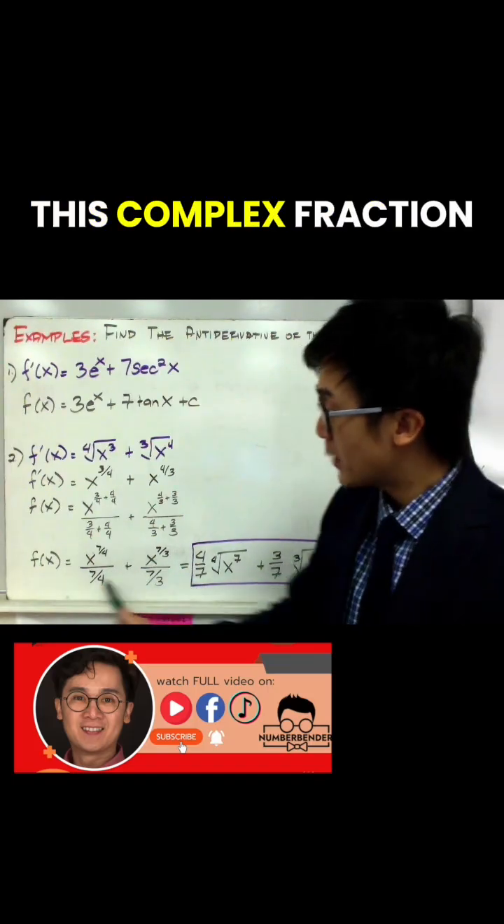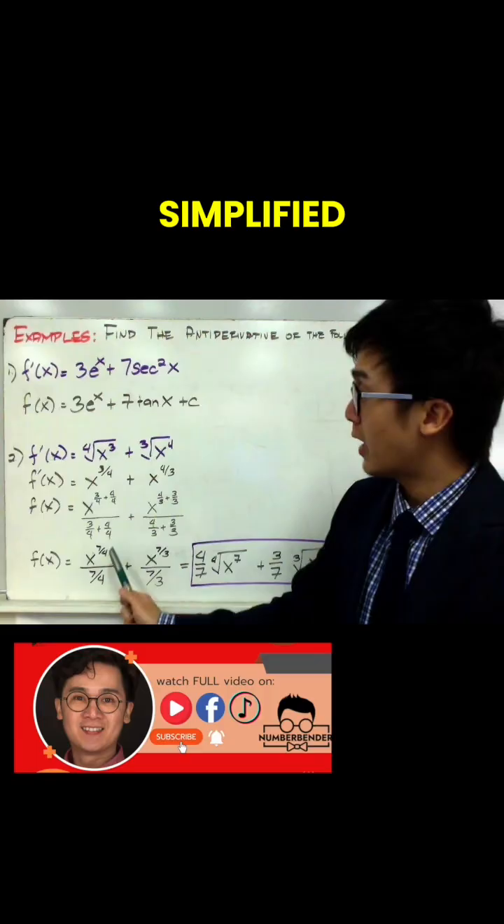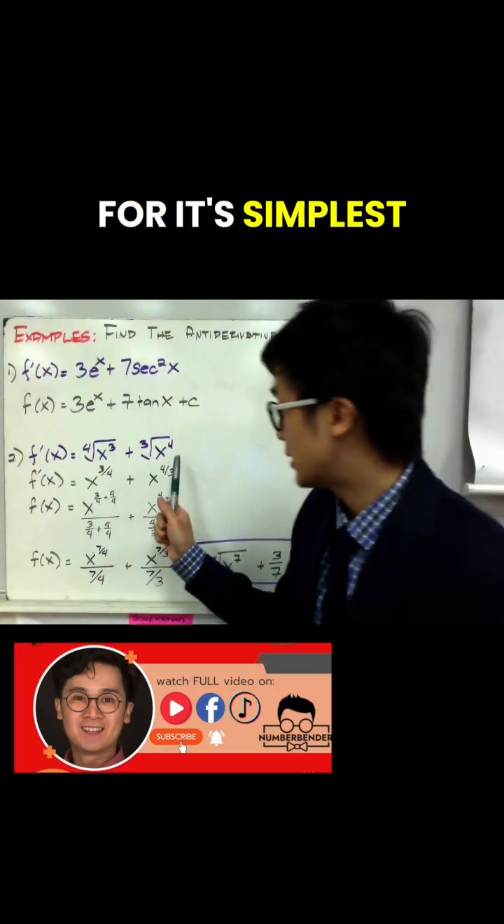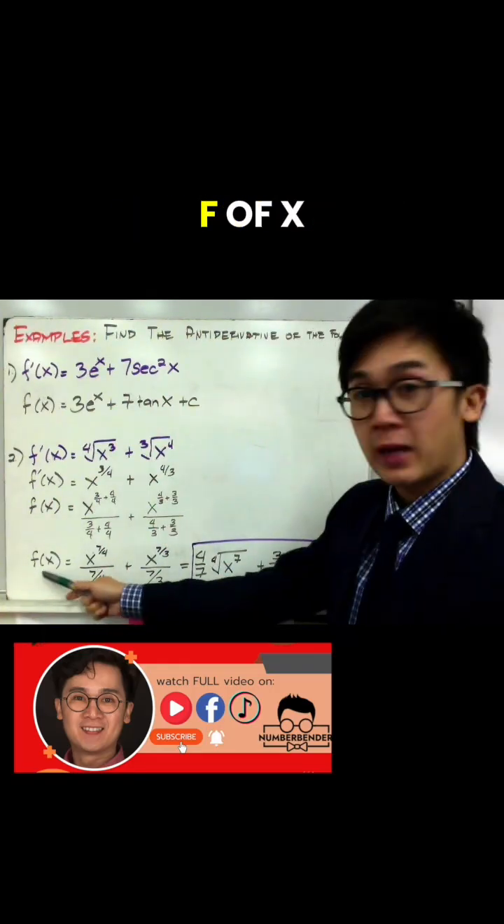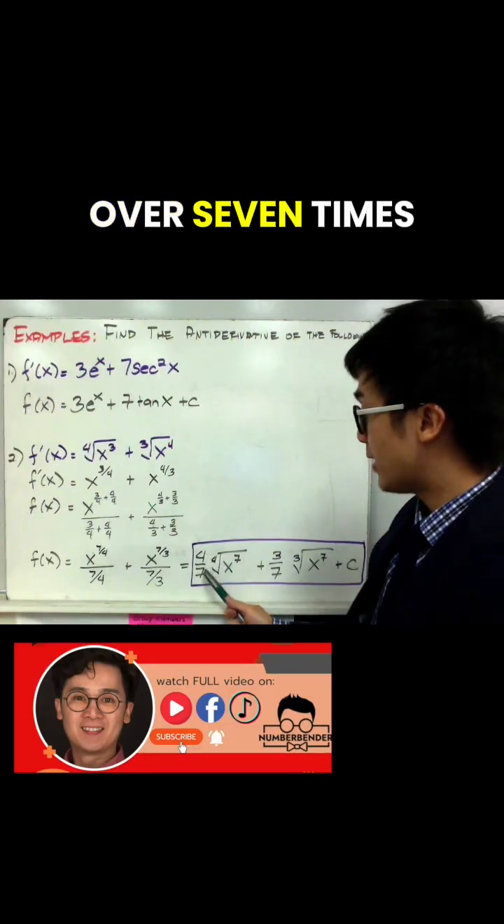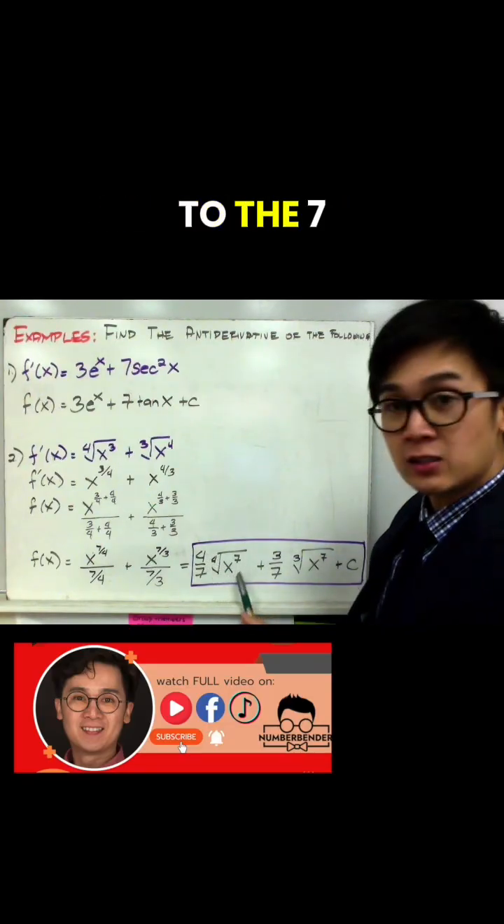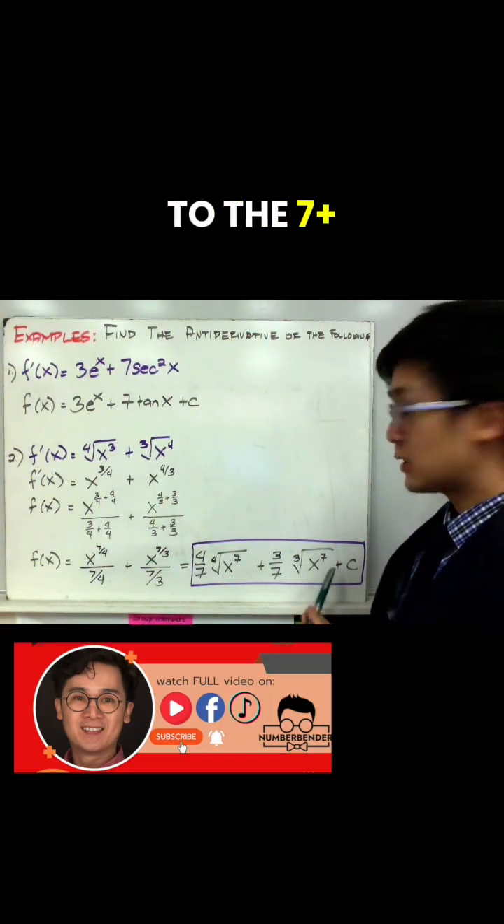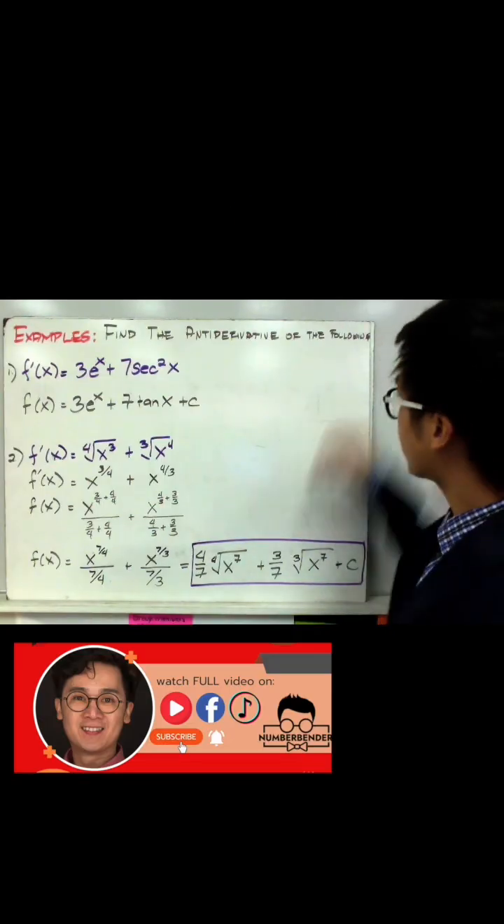Now this complex fraction can still be simplified, and we can translate it back into its radical form for its simplest form. So my final answer for f of x is simply 4 over 7 times the fourth root of x to the 7th plus 3 over 7 times the third root of x to the 7th plus c.